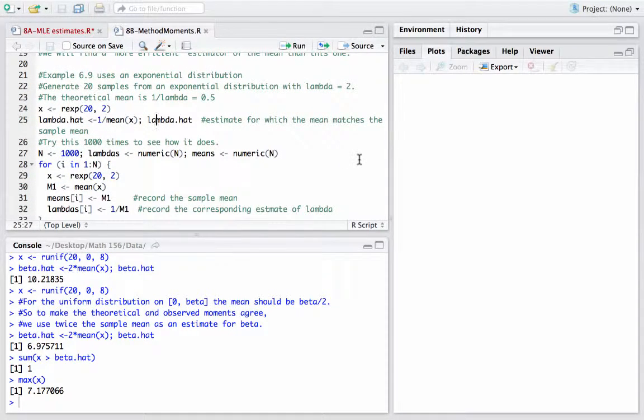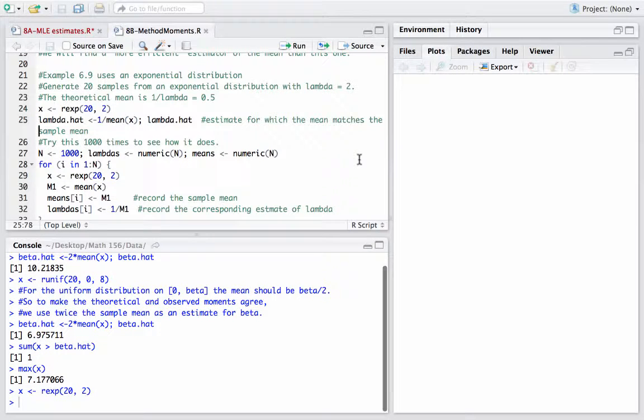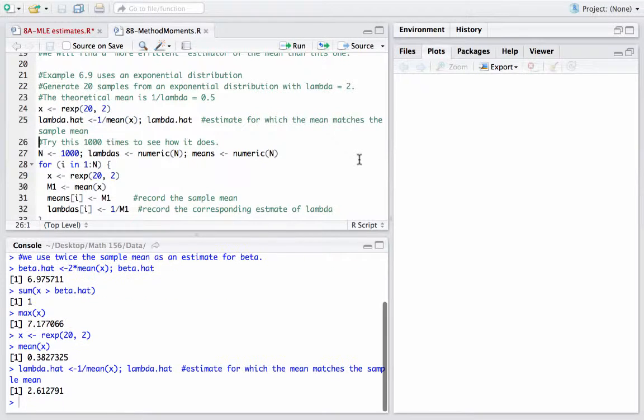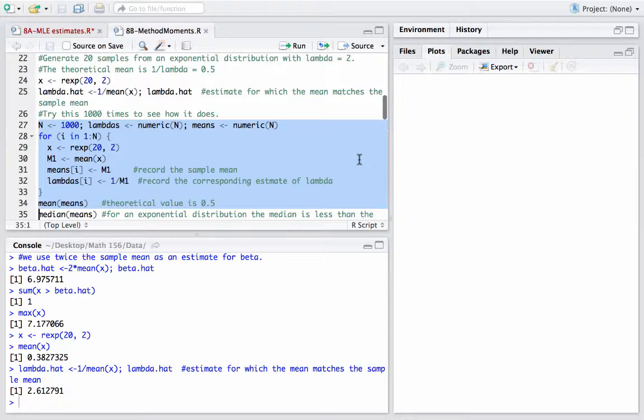So we're going to do the same idea with an exponential distribution. We'll take 20 draws from an exponential with lambda 2. Remember, the theoretical mean is a half, 1 over lambda. Cool. So the mean of our data happened to be 0.382. So 1 over that is going to be our estimate for lambda, which we'll call lambda hat. In this case, 2.6. Now Paul's going to say, we'll do this process 1,000 times, and let's see what happens.